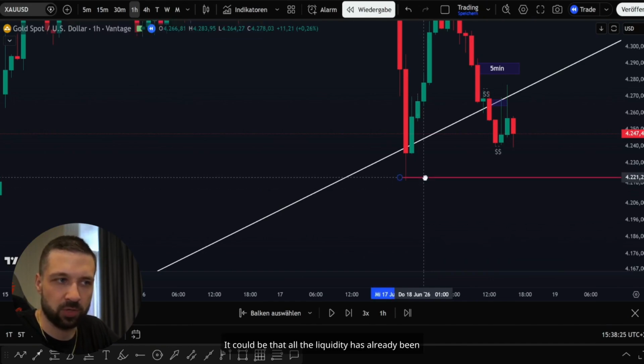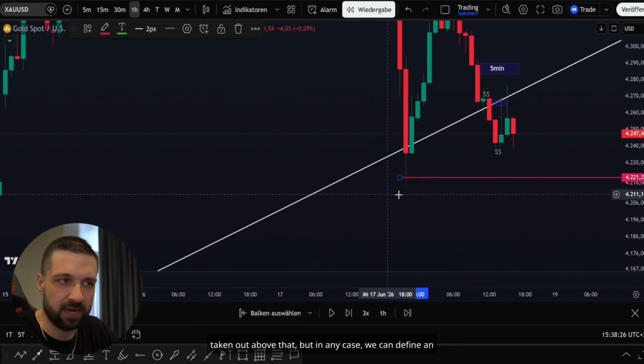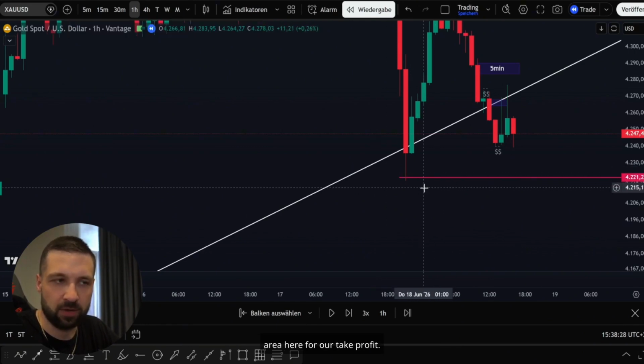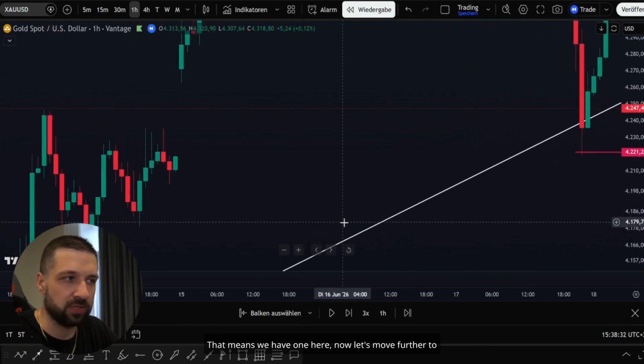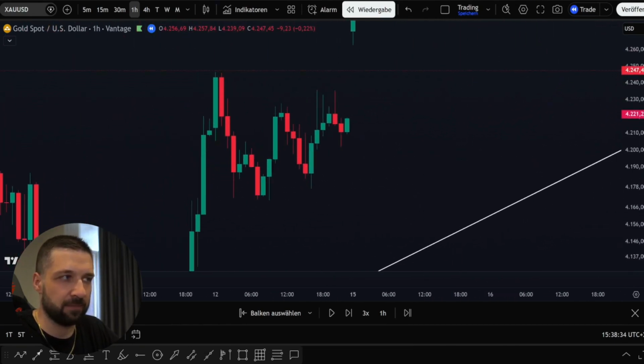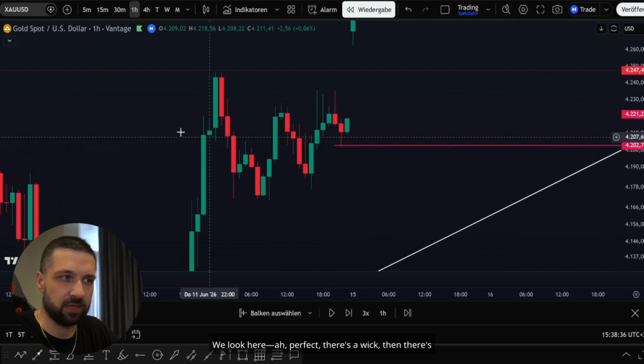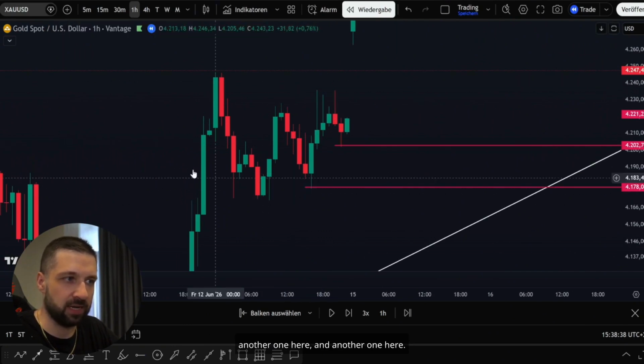It could be that all the liquidity has already been taken out above that, but in any case, we can define an area here for our take profit. That means we have one here. Now let's move further to the left and we'll do the same thing here. We look here. Perfect. There's a wick. Then there's another one here and another one here.